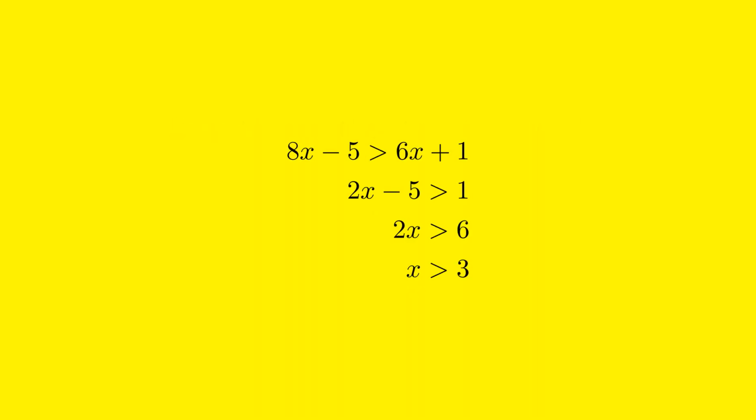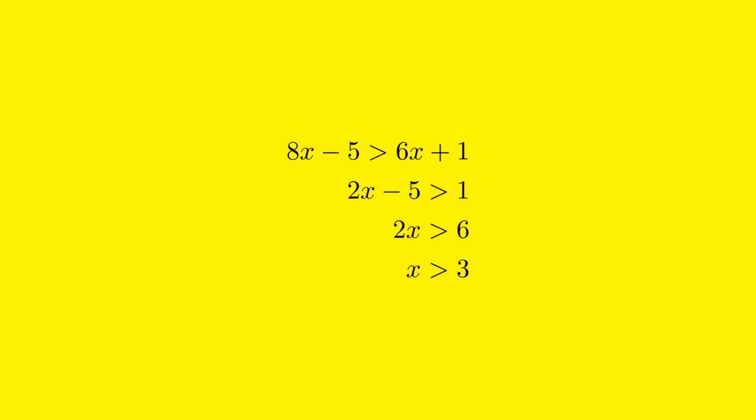We are given the inequality 8x minus 5 is greater than 6x plus 1. Our objective is to isolate x on one side of the inequality. Let's start by simplifying the inequality. Here, we want to eliminate x from one side to be able to solve the inequality for x. We can do this by subtracting 6x from both sides of the inequality to maintain the balance. This gives us 8x minus 6x, which is 2x, minus 5 is greater than 1.